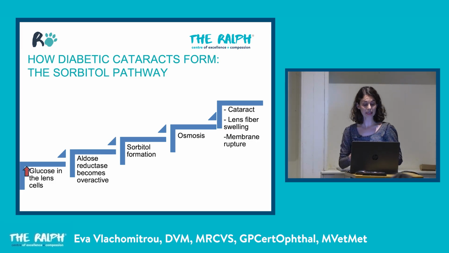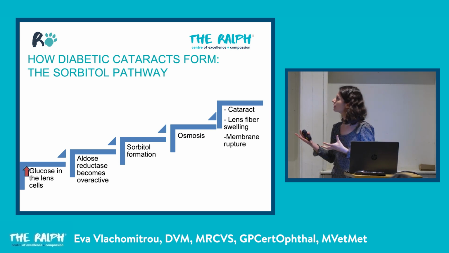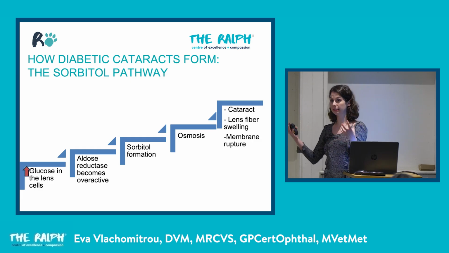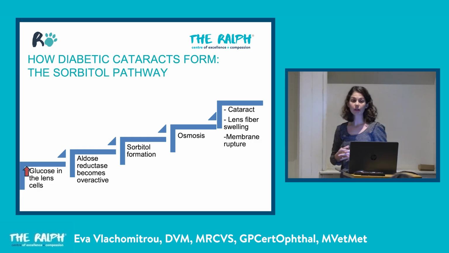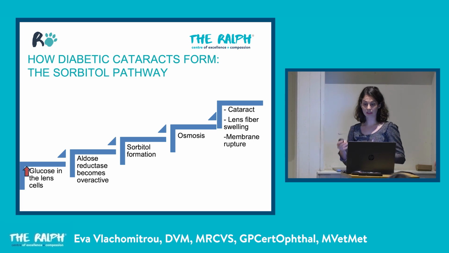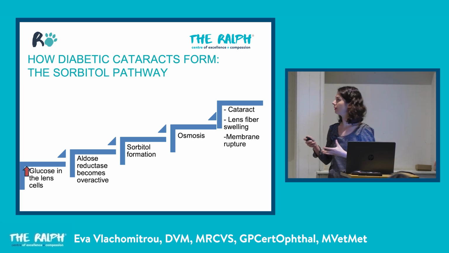Sorbitol is osmotically active, so it leads to osmosis. Osmosis means that there is water going into the lens from outside the lens. So suddenly your lens is getting a lot of water influx, it becomes cataractous, the lens fibers start swelling, and sometimes the membrane can even rupture due to the swelling.